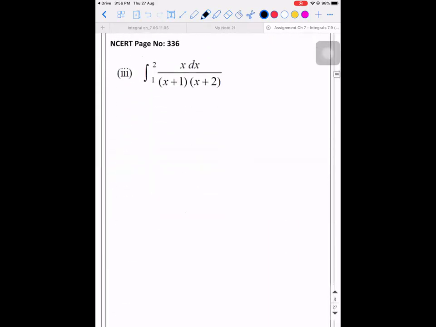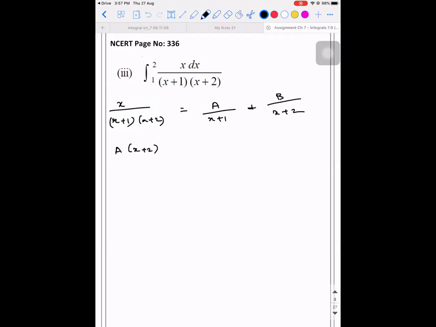Integral of 1 to 2 x dx divided by x plus 1 into x plus 2. So which exercise of indefinite integrals we need to apply? There was an exercise which was based on partial fractions. So integral of x dx divided by x plus 1 into x plus 2. First, let's try to solve x divided by x plus 1 into x plus 2. So how should I write? Something divided by x plus 1 plus some other constant divided by x plus 2.